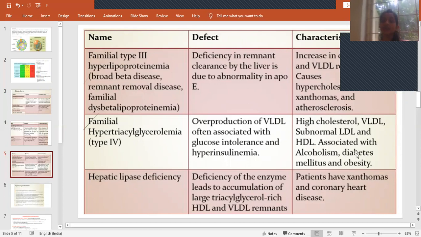As it is seen in diabetic patients, there will be glucose intolerance, and hyperinsulinemia is also seen in case of type 4. And then hepatic lipase deficiency. Due to this deficiency of lipase, everything gets accumulated, like large triglycerols such as HDLs and VLDLs, and so the patients will have symptoms of xanthomas and coronary heart disease.